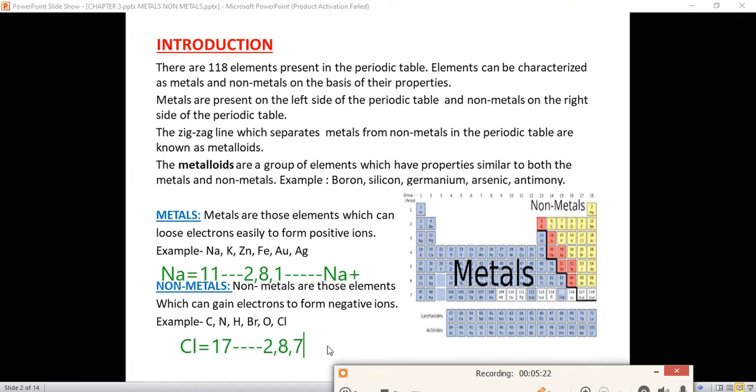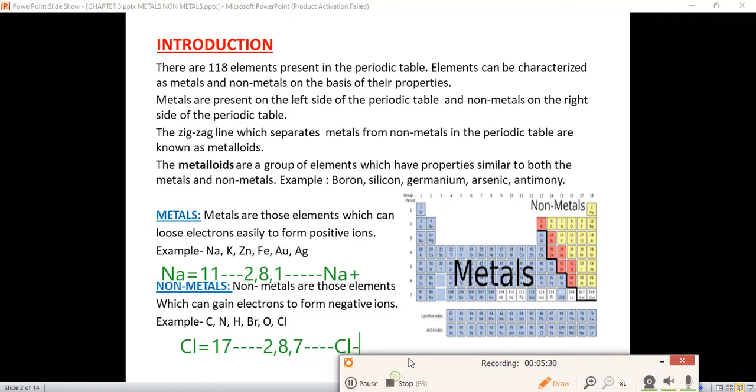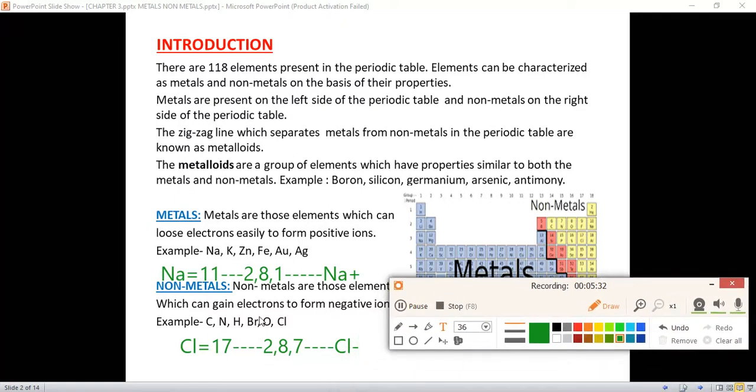So chlorine will gain 1 electron and form the Cl minus ion. So non-metals are the elements which can gain electrons to form negative ions.